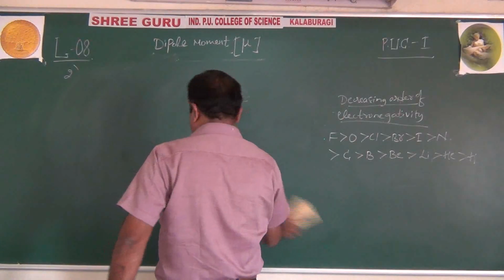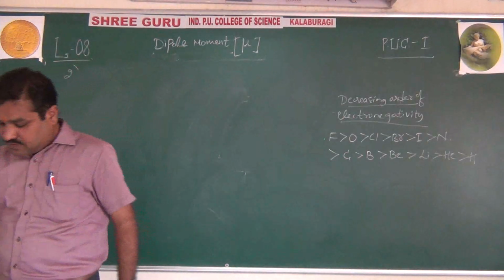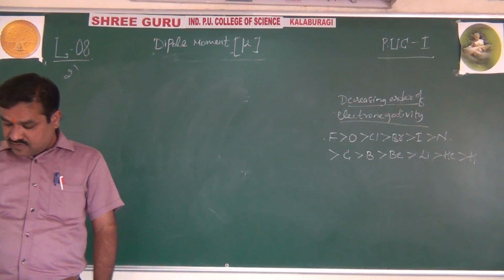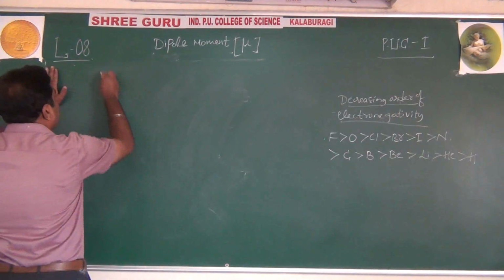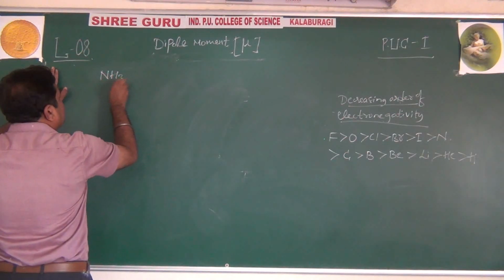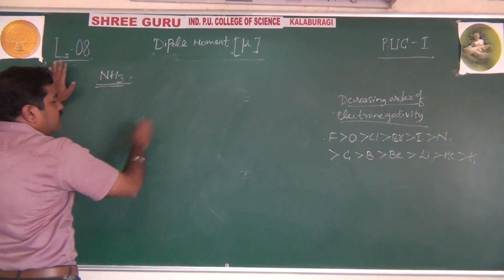You come to know one by one. You have to practice this. Without practice, you don't understand anything here. Okay. Very importantly, ammonia. NH3. Let us go for NH3, ammonia.